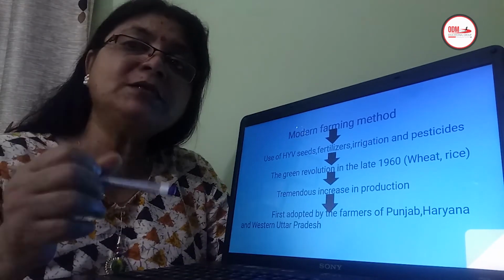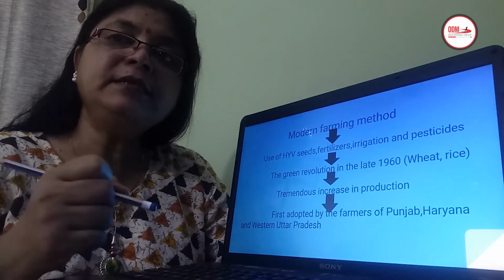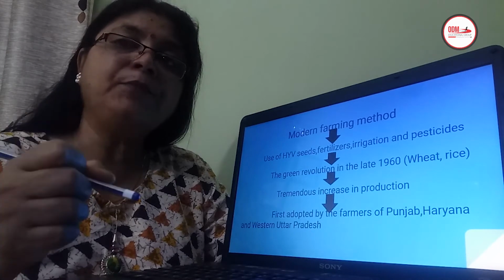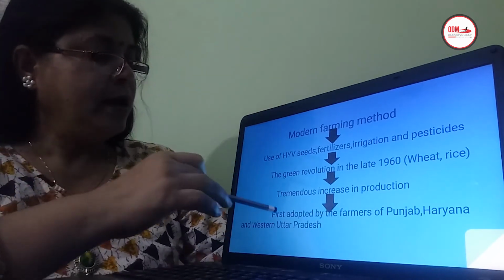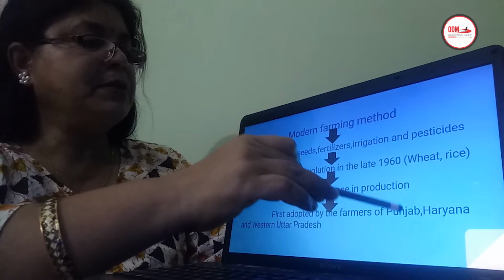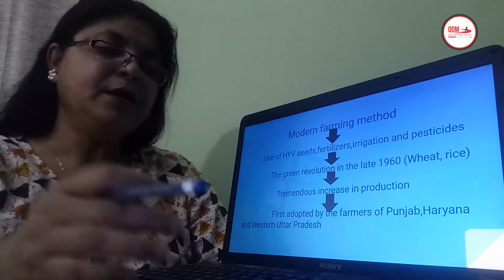And who first adopted this modern farming method in the Indian states? It was first adopted by the farmers of Punjab, Haryana and Western Uttar Pradesh.